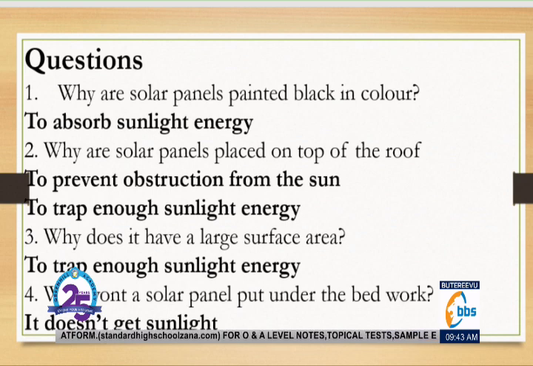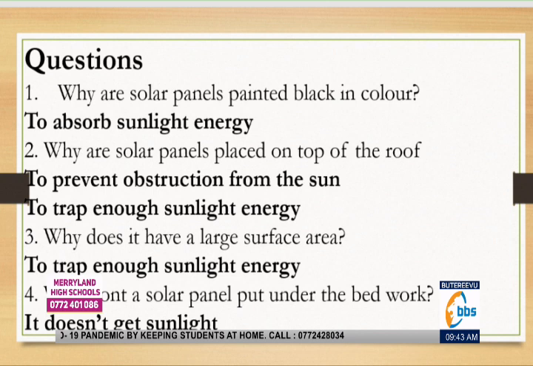And why won't a solar panel put under the bed work? It is because it does not get sunlight. Okay? When you hide it in the bed, it will not work because it will not have access to sunlight. So that's why that solar panel that you put under your bed, under your chair, will not work because it does not get sunlight. Okay?